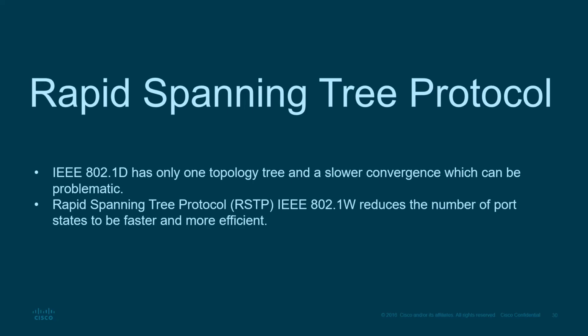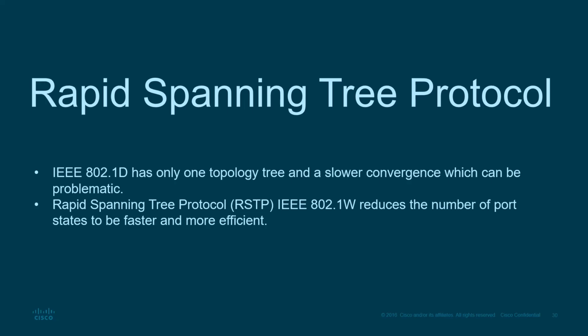Alright, next major section is understanding RSTP, or Rapid Spanning Tree Protocol. While 802.1D has been one topology tree and it is a little slower on convergence, which can be problematic, 802.1w does reduce the number of port states to allow faster and more efficient processing. So instead of having all the port states, RSTP is a little faster, and that's what a modern day switch uses.